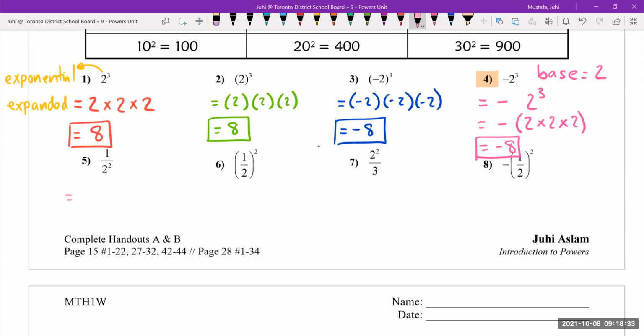Yeah, but if you wrote this in expanded form as -2 times -2 times -2, that is wrong. So it would be marked wrong. Because if you write it that way, you're assuming that the base is -2. It's not. It's just a whole number 2.